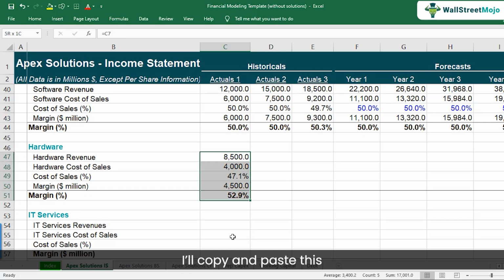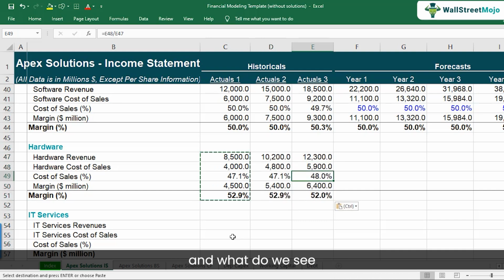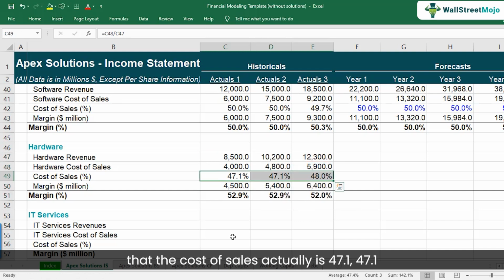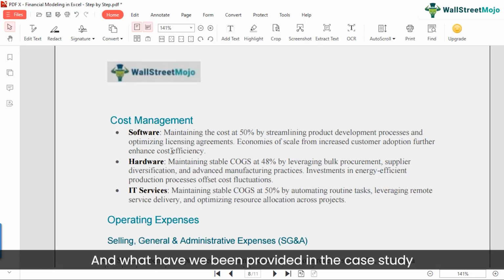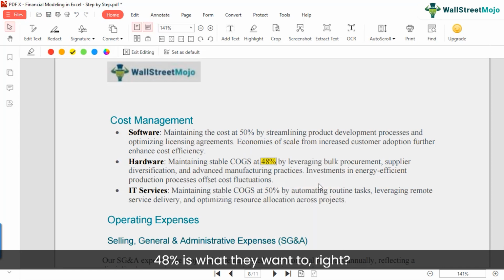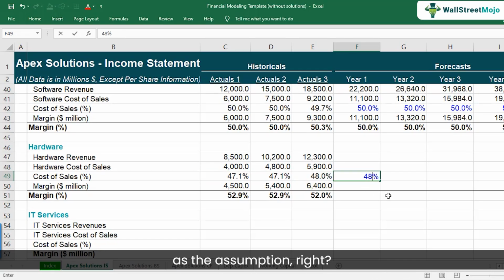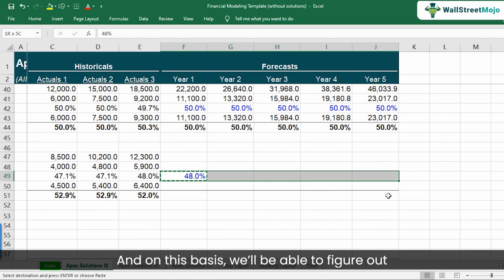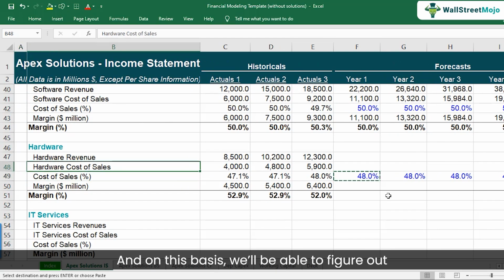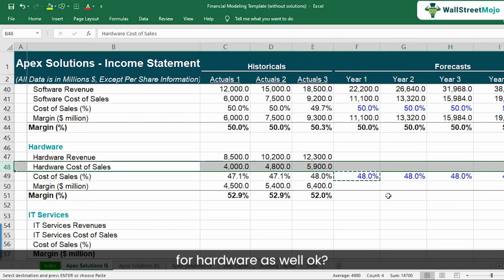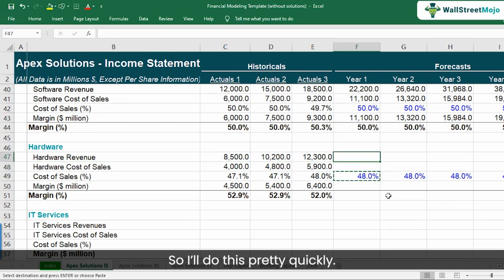I'll copy and paste this for the other years as well. And what do we see? That the cost of sales actually is 47.1, 47.1 and 48%. Okay. And what have we been provided in the case study? That maintaining a stable 48% is what they want to, right? So let's put this 48% here as the assumption, right? And on this basis, we'll be able to figure out how much will be the cost of sales for hardware as well. Okay, so I'll do this pretty quickly.